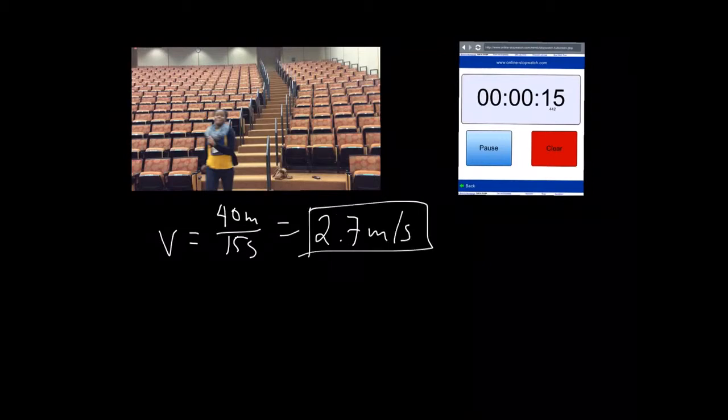Her velocity, which is the displacement over time, remember, the displacement was 0 and it doesn't matter how many seconds she was running for, her velocity is actually 0.